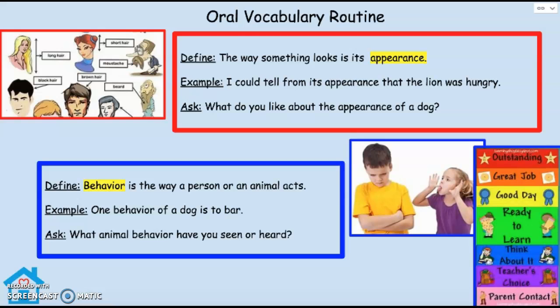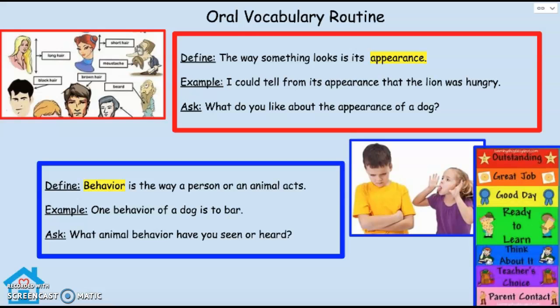So the first word I would like you to know is appearance. The appearance of something is the way it looks. So if we saw a picture of maybe a lion growling or a lion with its mouth open, you could tell from its appearance that the lion was hungry.